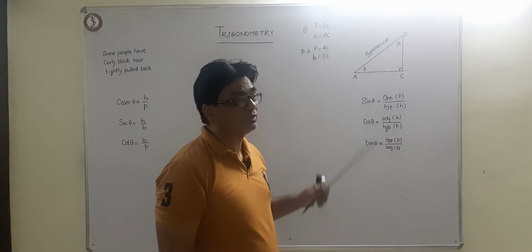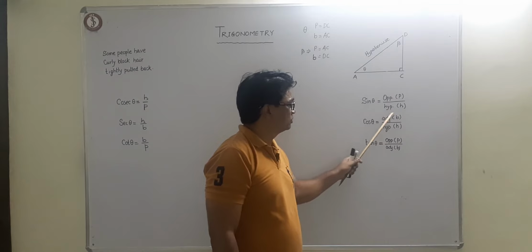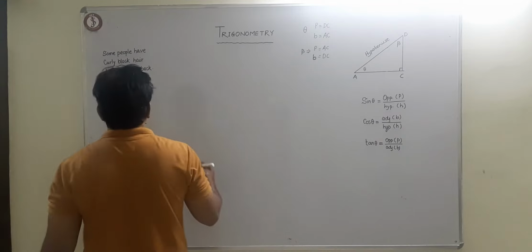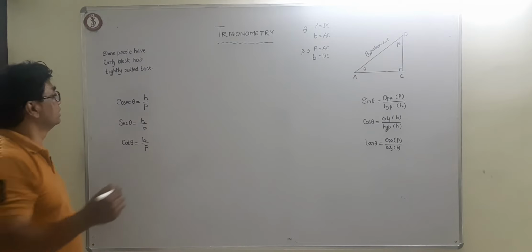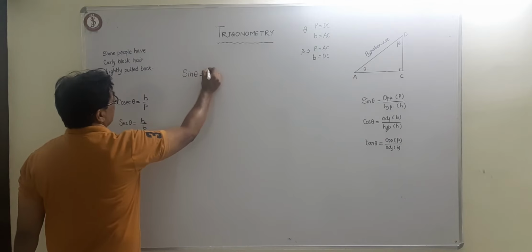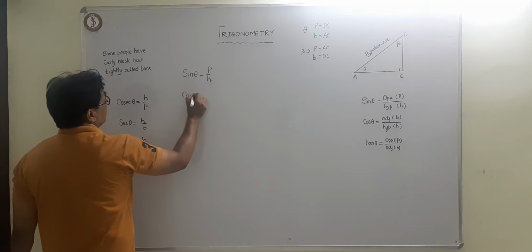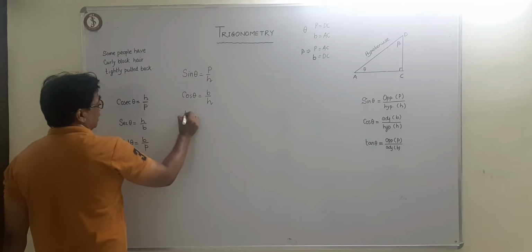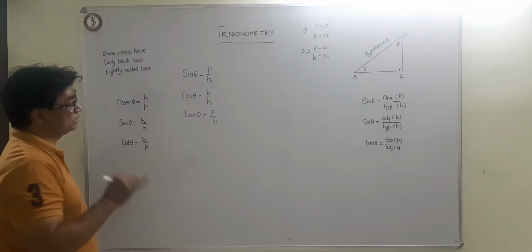So from there, trigonometry has come from geometry. So sine theta is P by H, cos theta is B by H and tan theta is P by B. It has got a slogan. Some people, to learn, if you forget, initially you'll forget, so to learn: some means sine theta, some people have perpendicular by hypotenuse; curly means cos, curly black hair, B by H; and tightly pulled back, tan, tightly pulled back. So first you have to learn these three nicely.